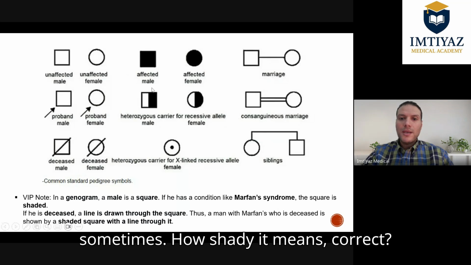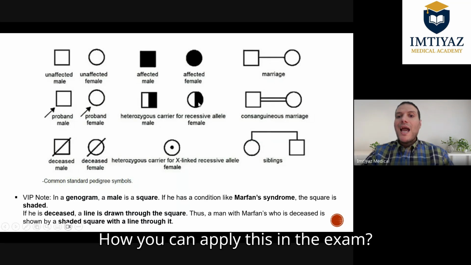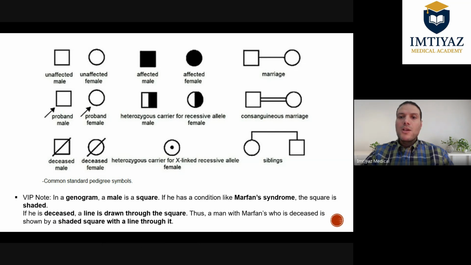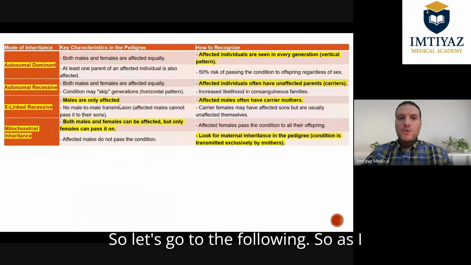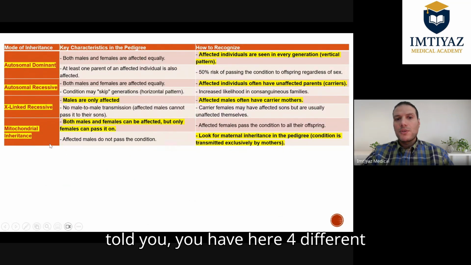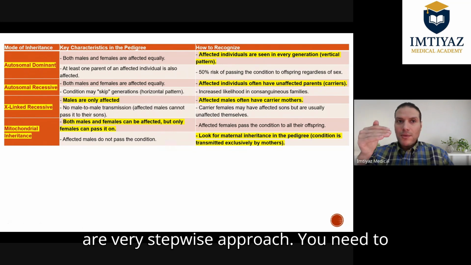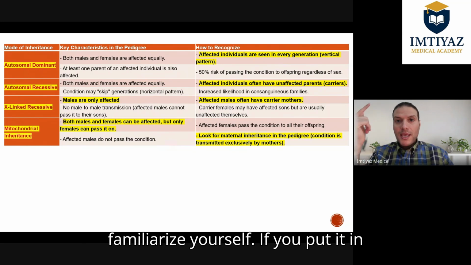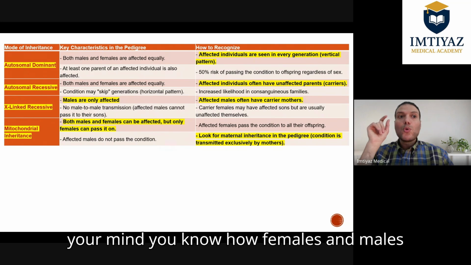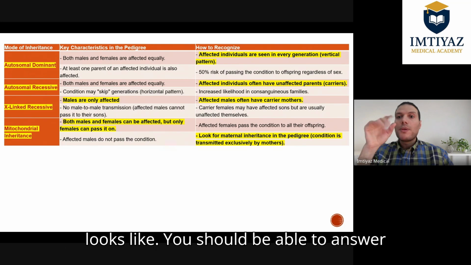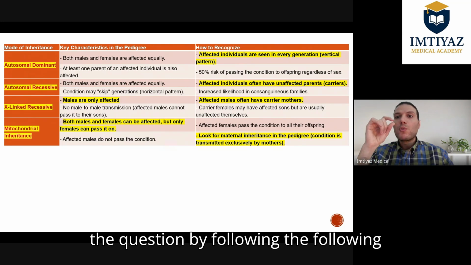As I told you, sometimes half shaded means carrier. How can you apply this in the exam? So let's go to the following. As I told you, you have four different conditions here. There is a very stepwise approach you need to familiarize yourself with. If you put it in your mind, and you know how females and males look, you should be able to answer the question by following these steps.